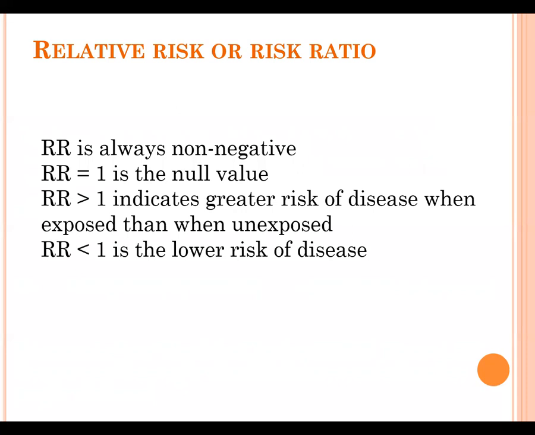And these are the properties of relative risk. Risk ratio or relative risk is always non-negative. If the value of RR is 1, that means this is the null value and there is no relationship between disease and exposure, or outcome and exposure. RR greater than 1 indicates greater risk of disease when exposed than when unexposed. RR less than 1 indicates lower risk of disease.